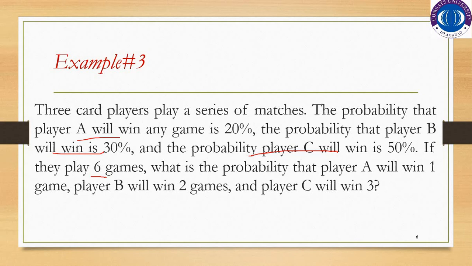And the last one is that the probability of success remains constant. So if A wins, its probability of winning is 20%, the probability of B to win is 30%, and the probability of C to win is 50%. These probabilities will remain constant in each of these 6 games. That is, if they are playing game number 1, these probabilities will remain the same, and in game number 2, these probabilities will remain the same. So you can apply the multinomial distribution here.